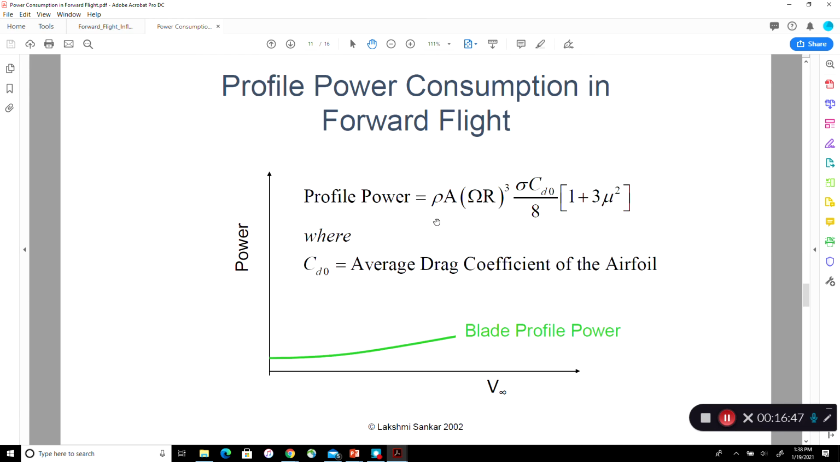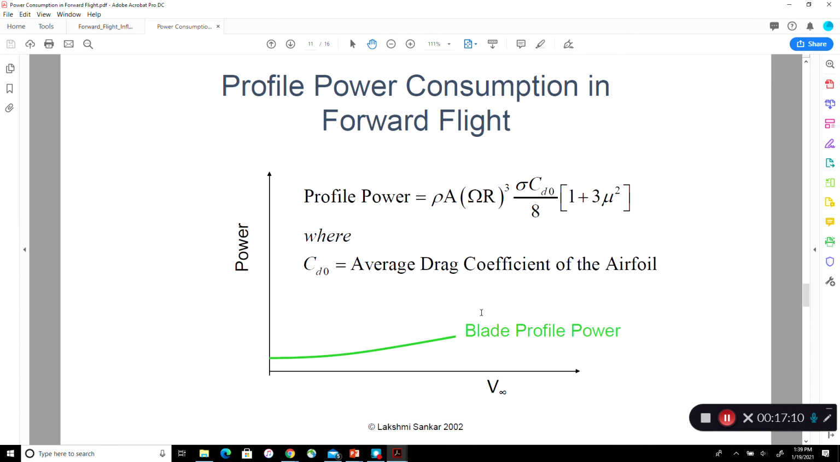So how about the profile power? This is Cp naught that we computed earlier times rho A times the tip speed cubed. So it starts with sigma CD naught over 8 times rho A omega R cubed. But as you go faster and faster, the advance ratio increases. Therefore, this curve increases.